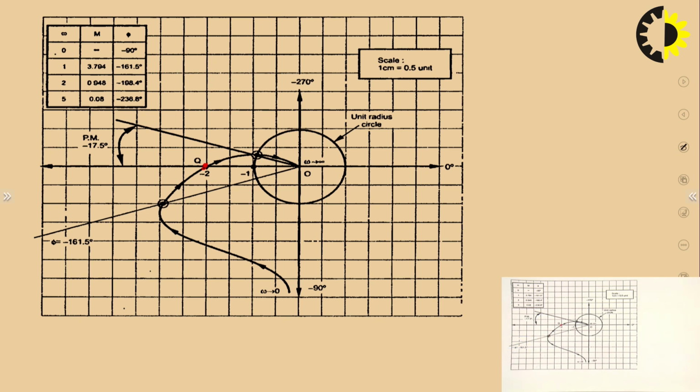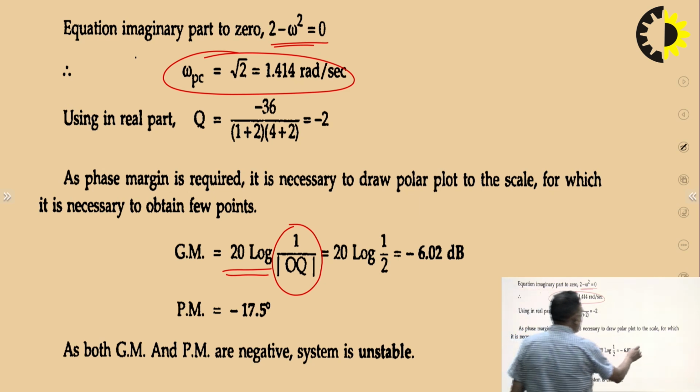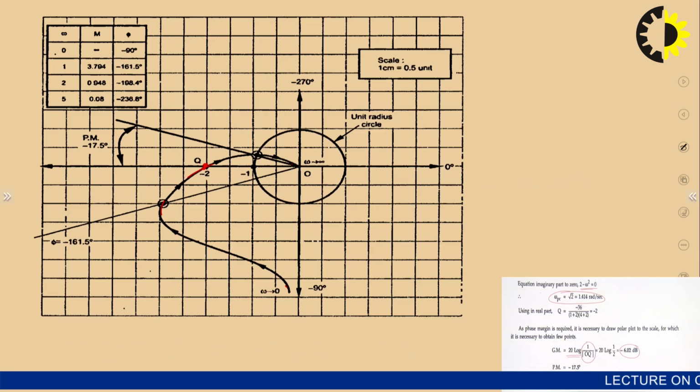So this is the exact plot. You can see the exact plot; that is the approximated plot that I have drawn. So gain margin is nothing but 1 upon mod of OQ. And if you want to get this value in dB, then you take 20 log. So you will get minus 6.02 dB. You can see here the gain margin is negative, so definitely your system will become unstable.